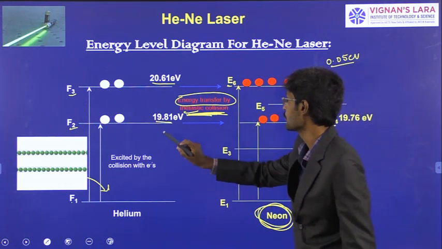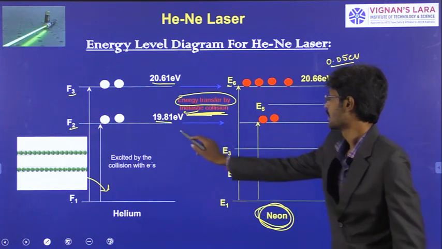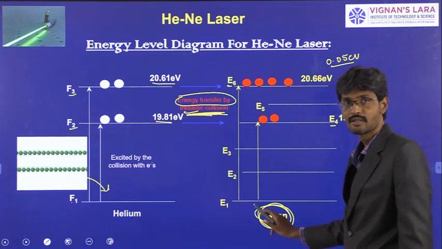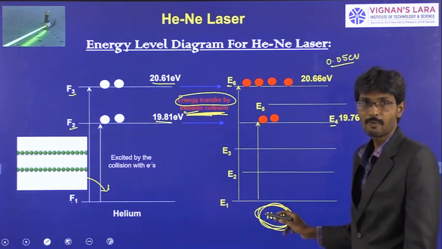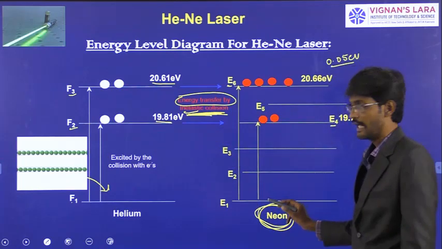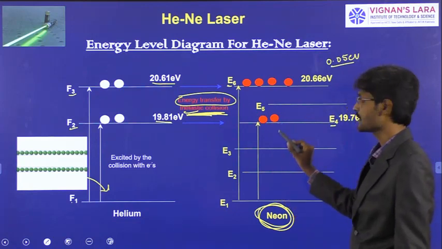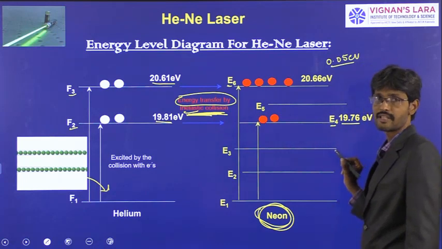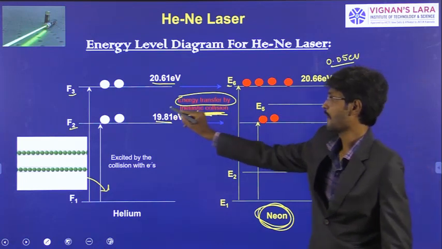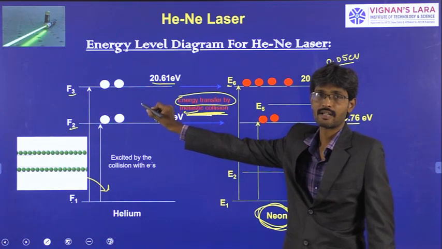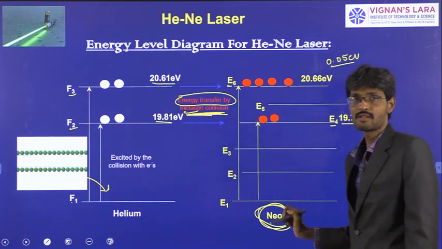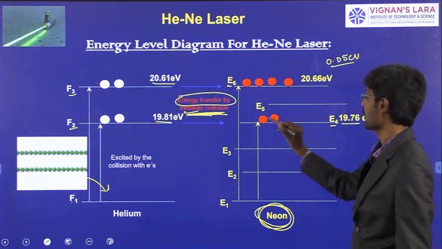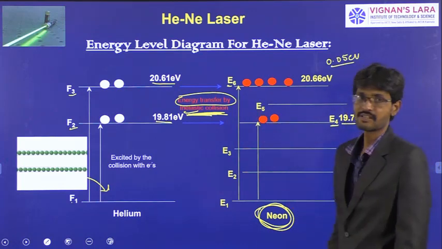And we observed F2, they have 19.81. And if these helium ions collide with the neon ions, they transfer energy of 19.88, and as a result they go to E4. Why? Because E4 has energy of 19.76 electron volt. So therefore, when the helium ions get an inelastic collision with the neon ions, energy transfer takes place, and the neon ions will be excited to energy levels E4 and E6.